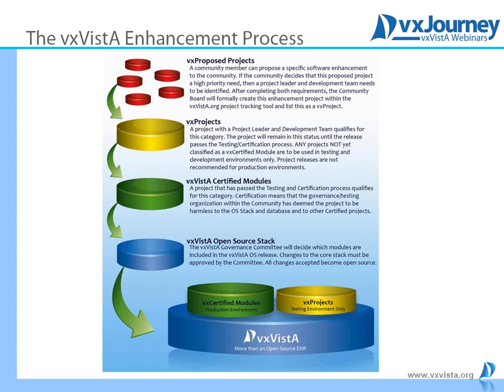If that project has traction, if we see that the community is really interested, and we can identify a team leader and a team that is able to work on that proposed project, we formalize that project. We create what we call the VX projects. We're providing a space inside vxvista.org, and also an environment in Jira, a tool that we're going to add to vxvista.org that is used to track bugs, issues, and software development. That's going to be the environment provided for the developers in the community.